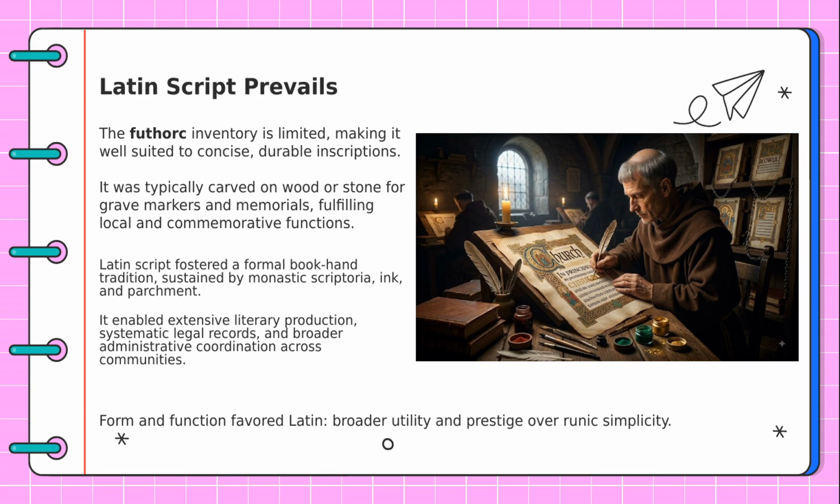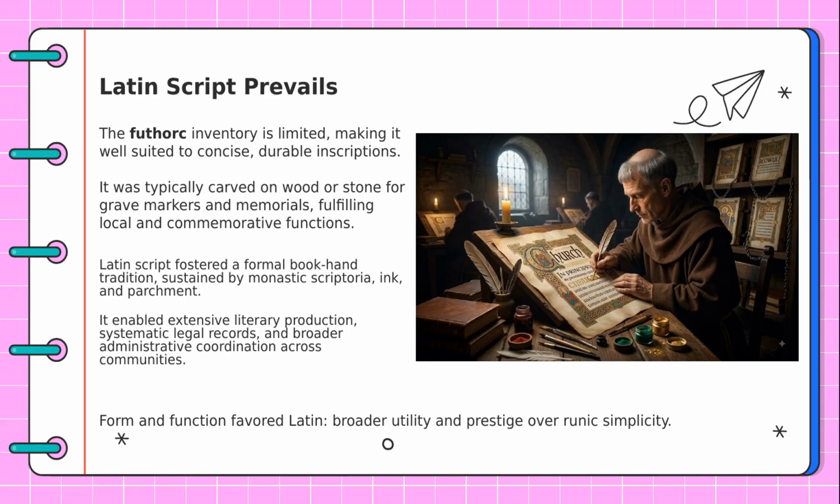But wait, I have a question about that. Sure, what's up? Latin was designed for a Romance language. It simply lacked the letters for certain Old English sounds, like the th sound in thought. How did they write those down? Well, they didn't just ignore the sounds, they essentially hacked the alphabet. Scribes created a brilliant hybrid system by adopting unique characters directly from the old runes.